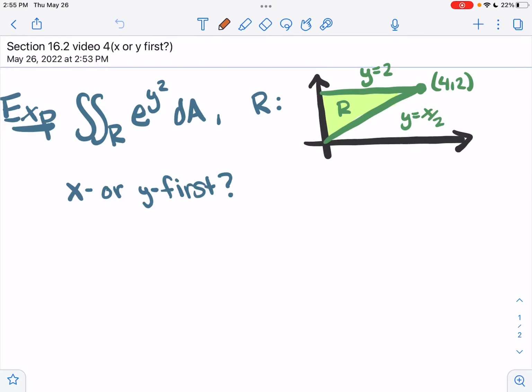Here we are again with this question of x first, y first. I know it's exciting. Which way do we want to do it? Now, in this case, this region actually works out pretty well either way.